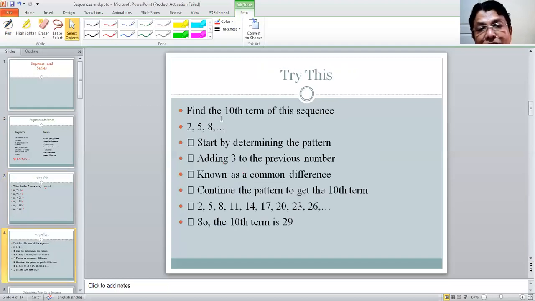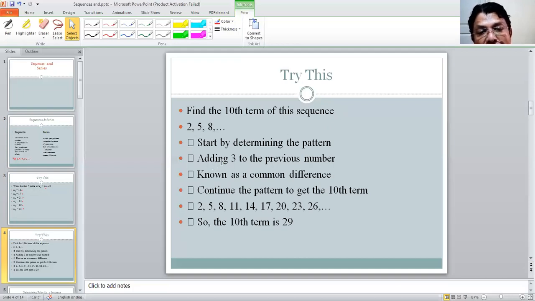It says find the 10th term of the sequence. What is the sequence? 2, 5, 8, and so on. So what is the concept? It says start by determining the pattern. Now, what is the pattern? If you look at these numbers very clearly, what is happening? When you add 3 to 2, we get 5. When you add 3 again, we get 8. And that's how we'll get the next terms.